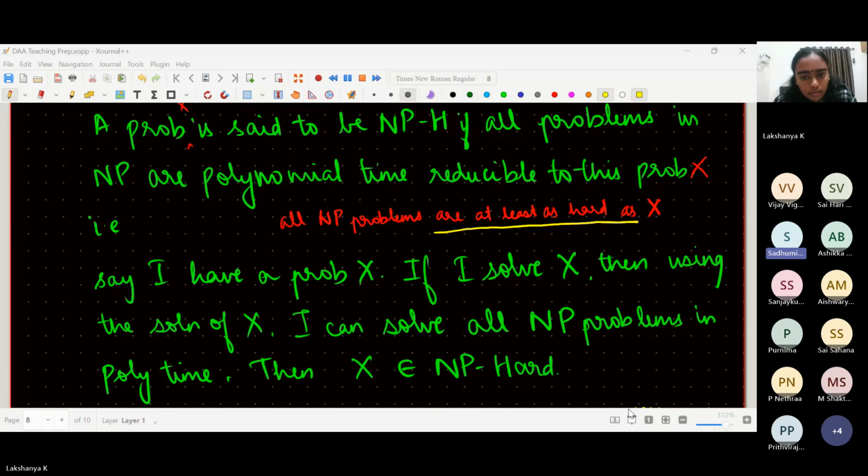In this example, getting to the 10th floor is the NP hard problem, right? Correct, correct.